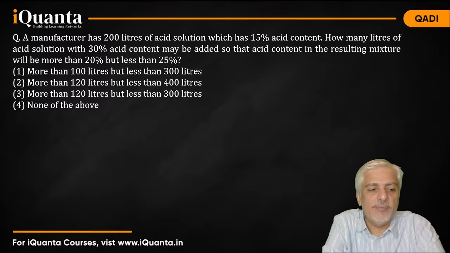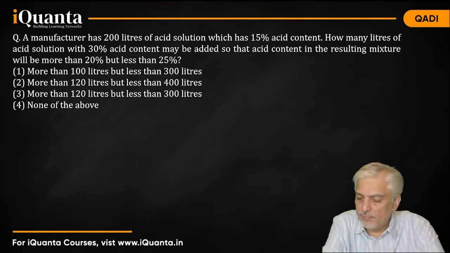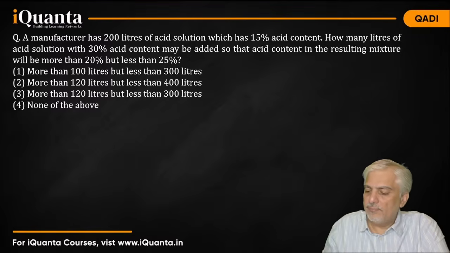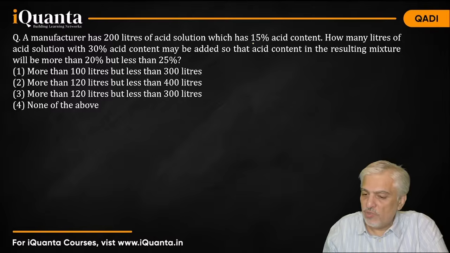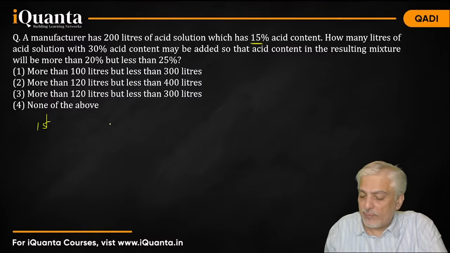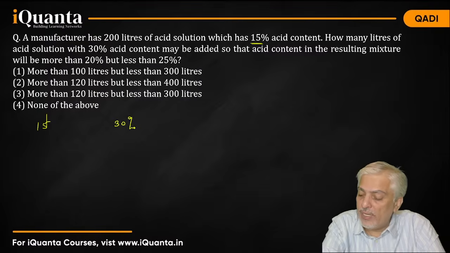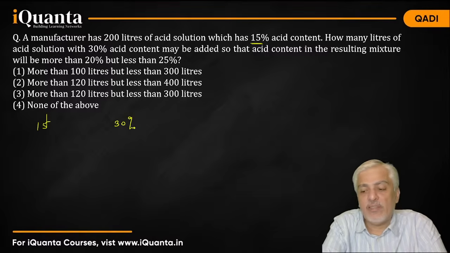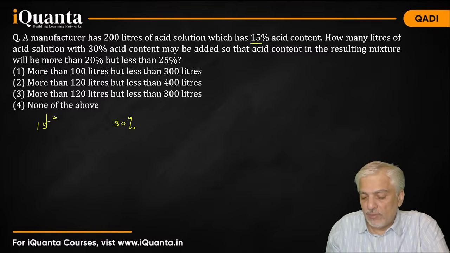Anyone answer for the question? The first one has 15% acid and we are going to mix 30% acid with that. And I want the mixture to be more than 20% but less than 25%. So let's check for both of them. 15%, 20%. Let's check for 20% first.